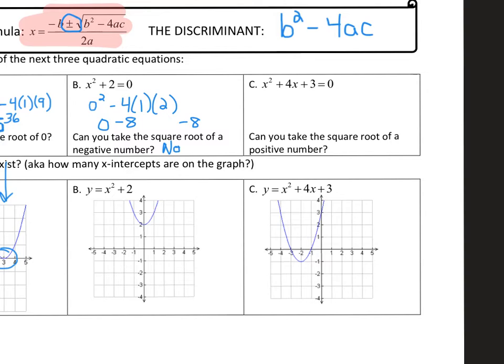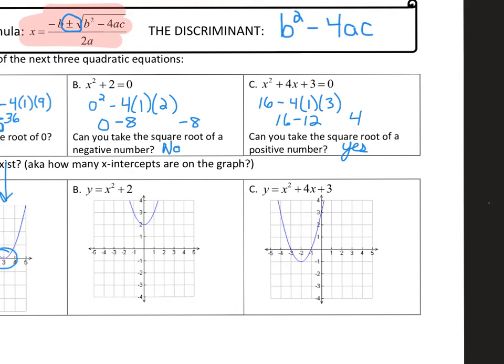B squared is 16, 4 squared, minus 4 times 1 times 3. That's 16 minus 4 times 1 times 3, which is 12. And in this case, the discriminant is a positive value of 4. You can take the square root of a positive number.